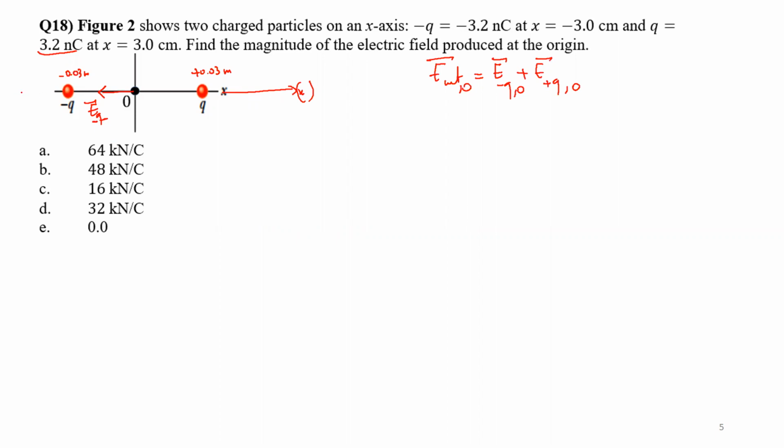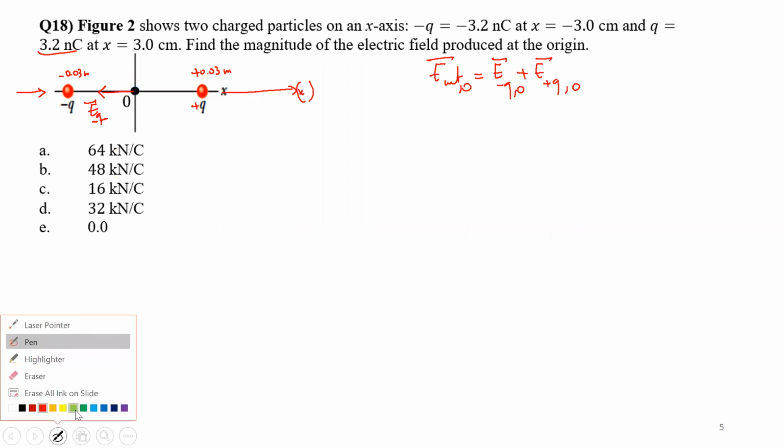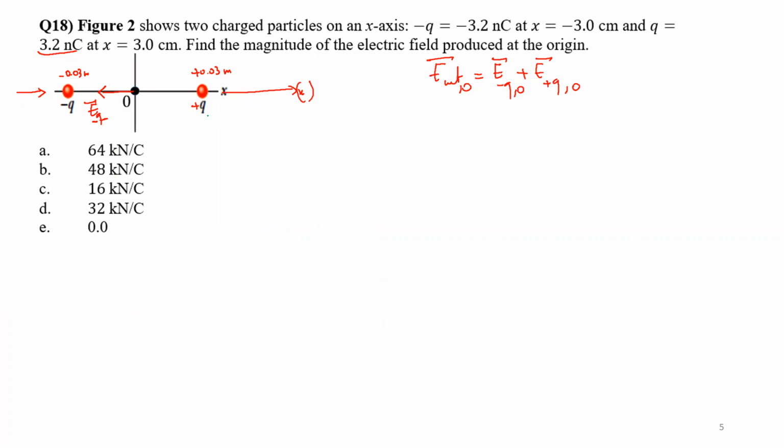It's a negative charge. So of course, the electric field will always be radially toward the negative charge. Okay. Now, what's the electric field created by plus q? So plus q is here, it's positive. So the electric field will be away, right? Let me just put it in another color here. So the electric field created by plus q will be like this.